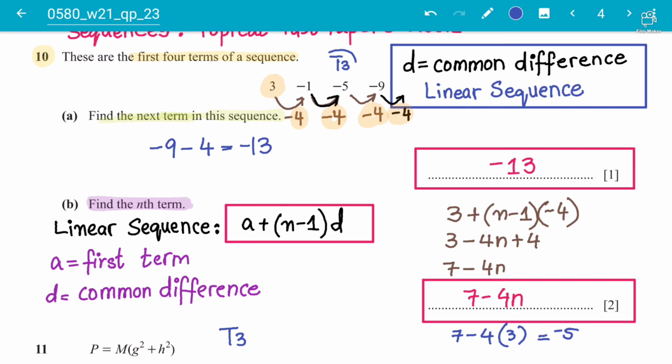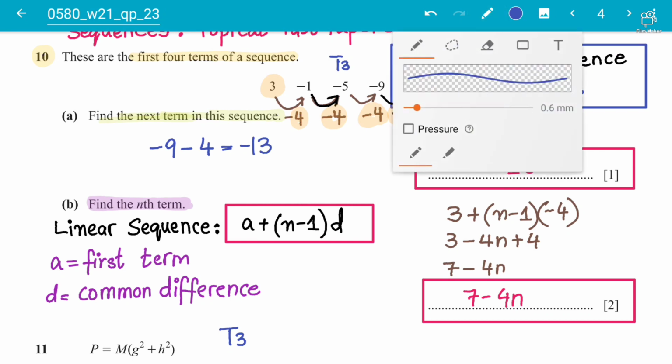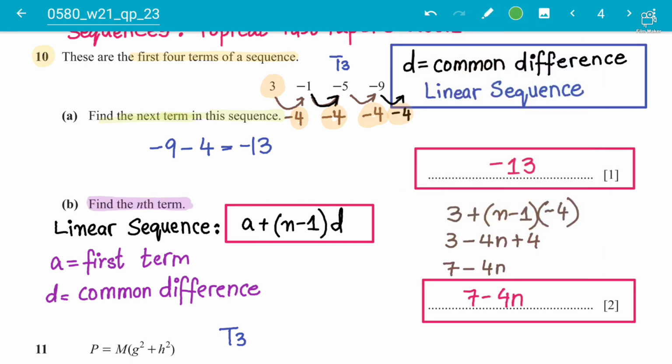When I plug in n as 3, you will get the answer as -5, students. So hope everyone is getting this. How do you find the nth term? The nth term will help you find any term in the sequence. Maybe if you want to find the 500th term, the 1000th term, 2000th term, this will give you the answer. Okay, so that is how we solve a linear sequence.